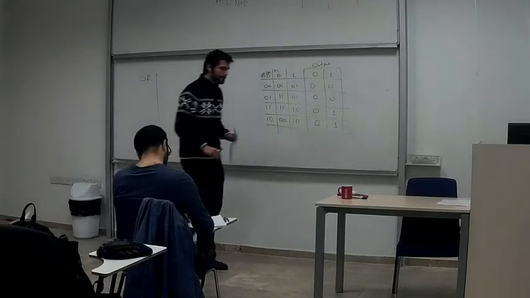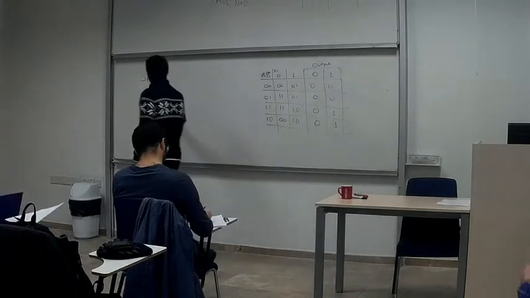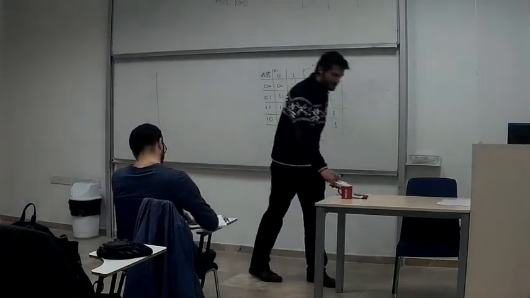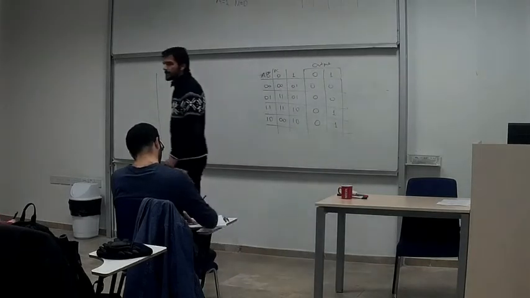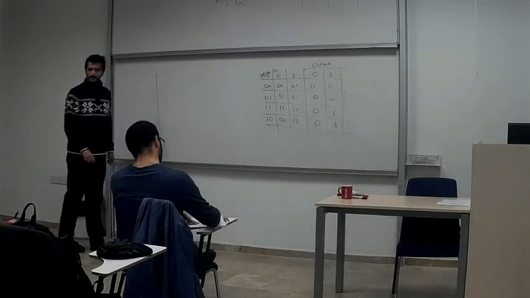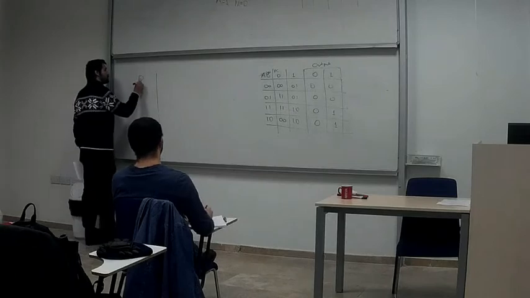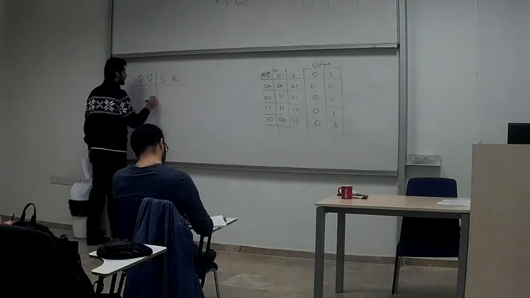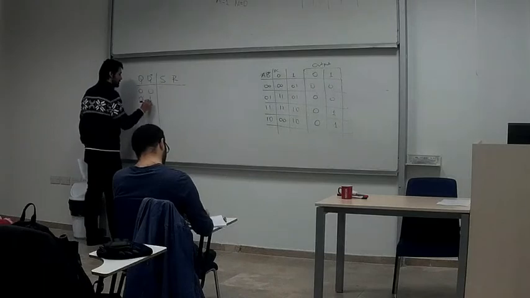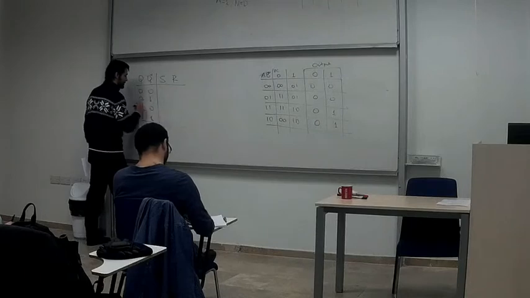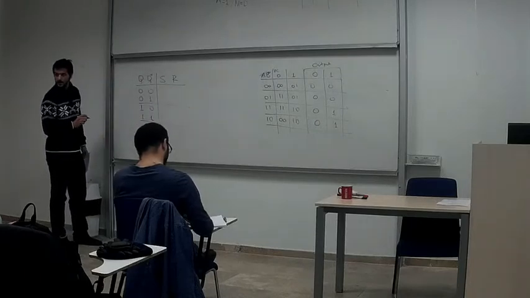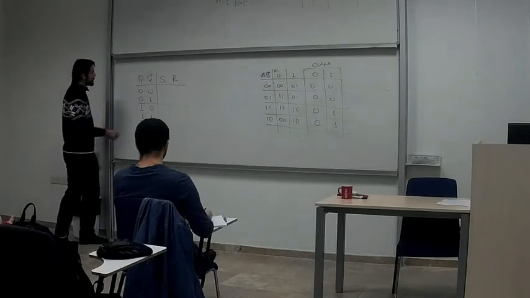Let's make it this way. I'm going to decide on S and R variables depending on the present and next states. Okay, so I have Q and Q plus, and I have S and R. So what I'm going to describe here is a bit tricky, but it's not that difficult.